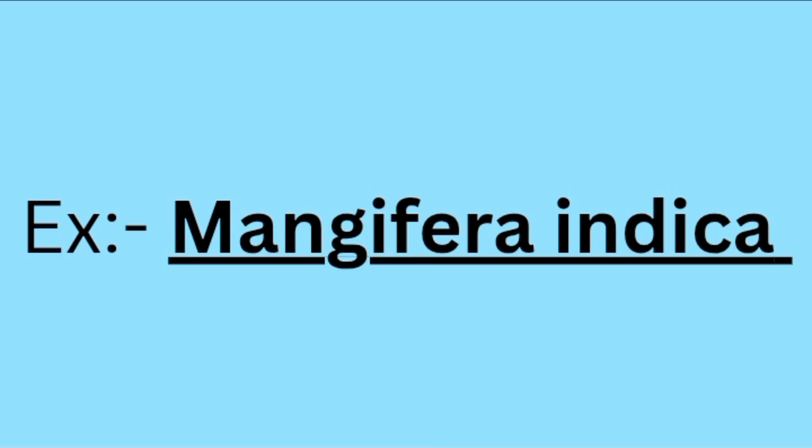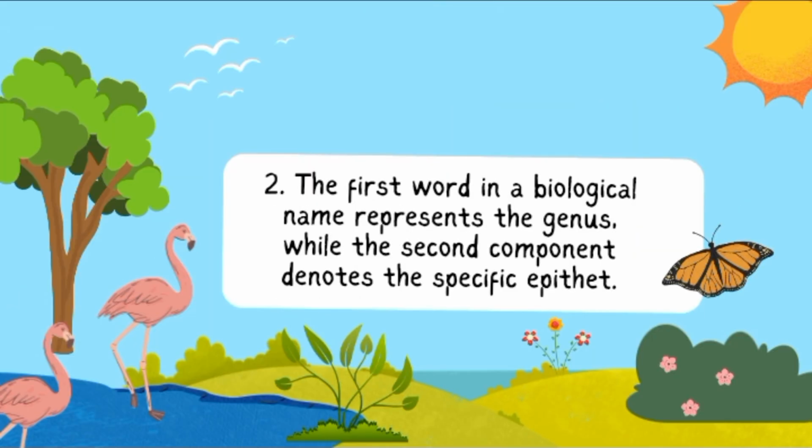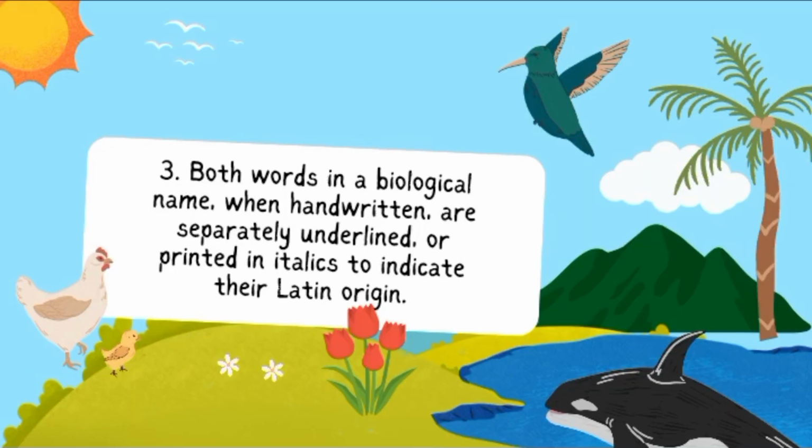Now let us understand the rules for nomenclature. The first rule is that biological names are generally in Latin and written in italics. They are Latinized or derived from Latin irrespective of their origin. The first word in a biological name represents the genus, while the second component denotes the specific epithet or species. And the third rule is that both words in a biological name, when handwritten, are separately underlined or printed in italics to indicate their Latin origin.